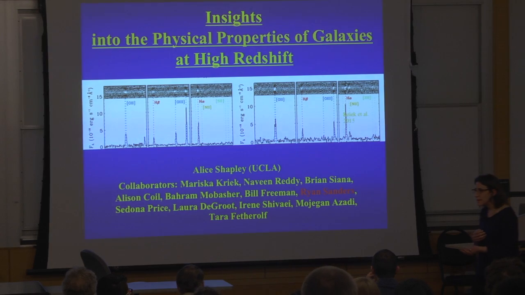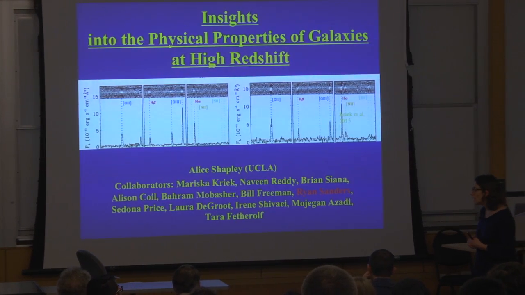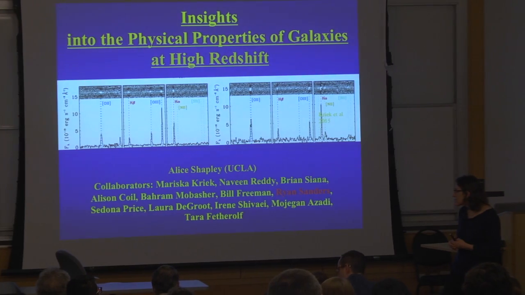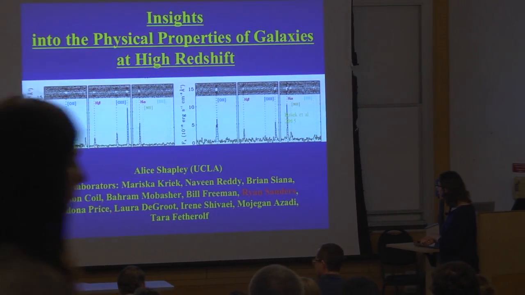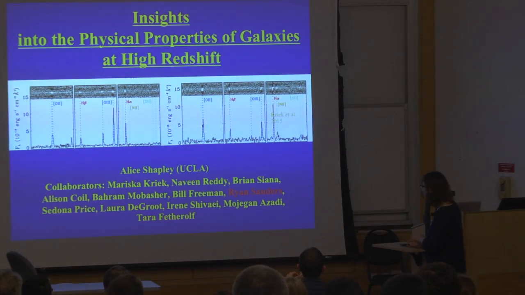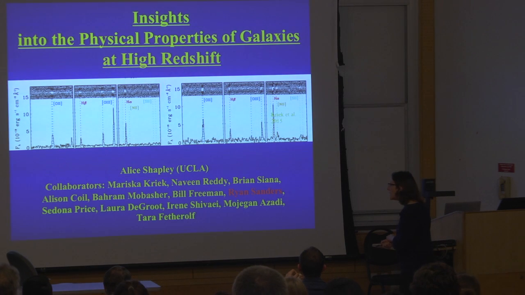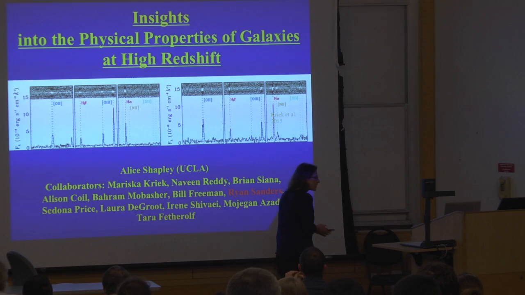In addition to my co-PIs, Brian Siana, Bahram Mobasher, and Naveen Reddy, you can also notice the names of some of the wonderful grad students here at UC Riverside. And I'm today going to talk a bit about some of the work that we're doing at UCLA, in which my graduate student Ryan Sanders has taken an important role. So anyway, what we're going to learn about today is the properties of high redshift galaxies.